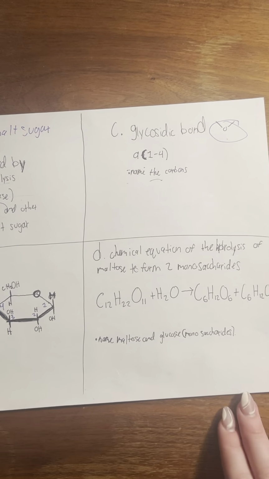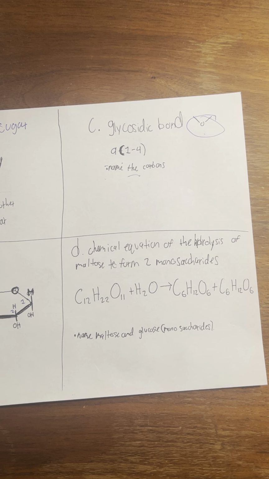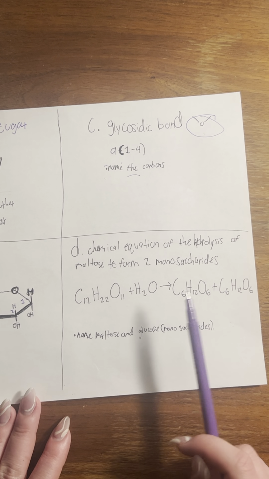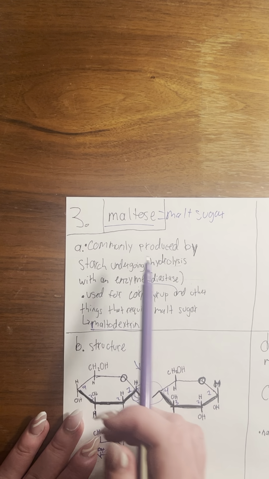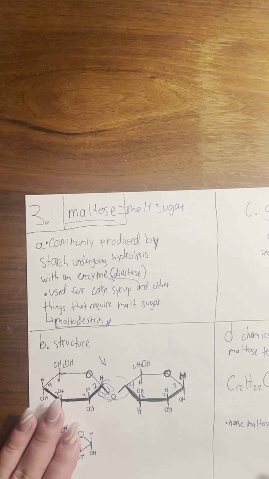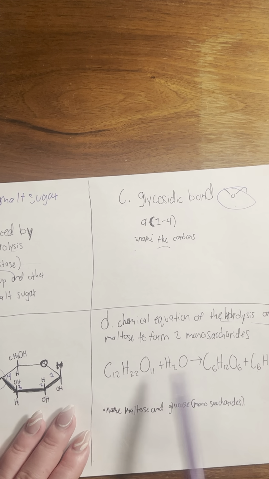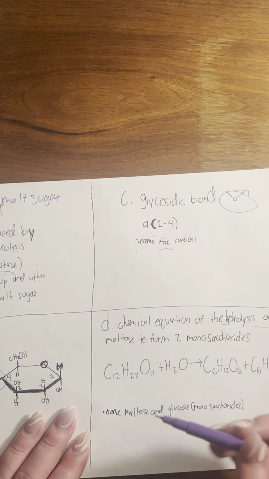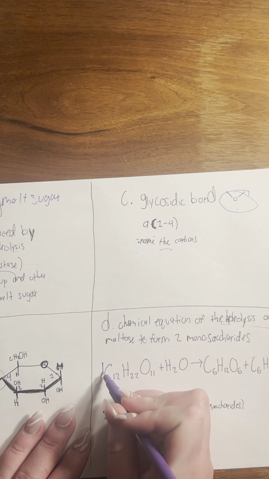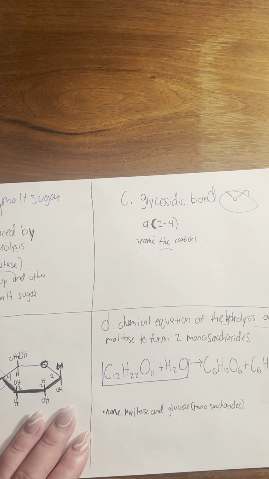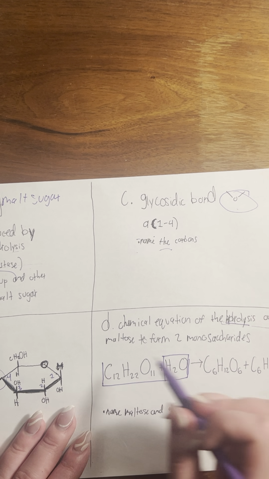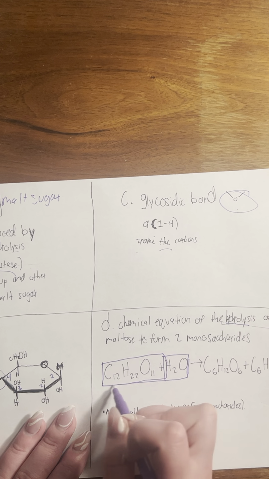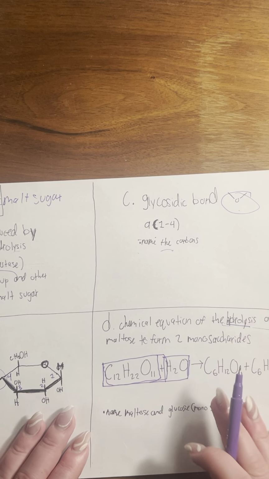Zoom out. Okay, so the chemical equation is that maltose undergoes hydrolysis to form the two monosaccharides. So this is the hydrolysis of it to form those. These are our reactants right here. Sorry, our reactants. And then here's our water for the hydrolysis. And then right here is the part that is maltose.